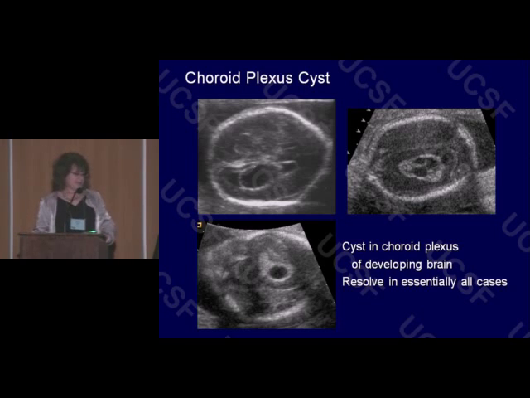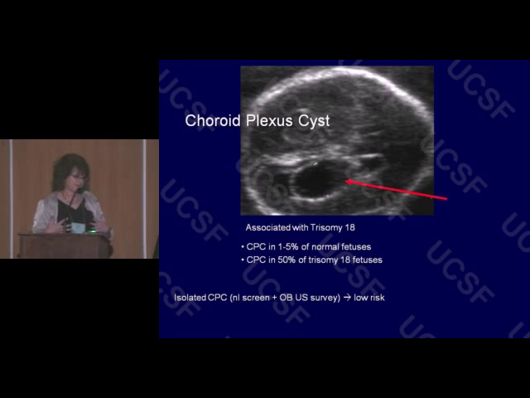This small cyst within the choroid of the developing brain resolves typically on its own and is not in and of itself a structural abnormality. It's almost a normal variant. They can be quite big, they can be multiple, they can be bilateral.